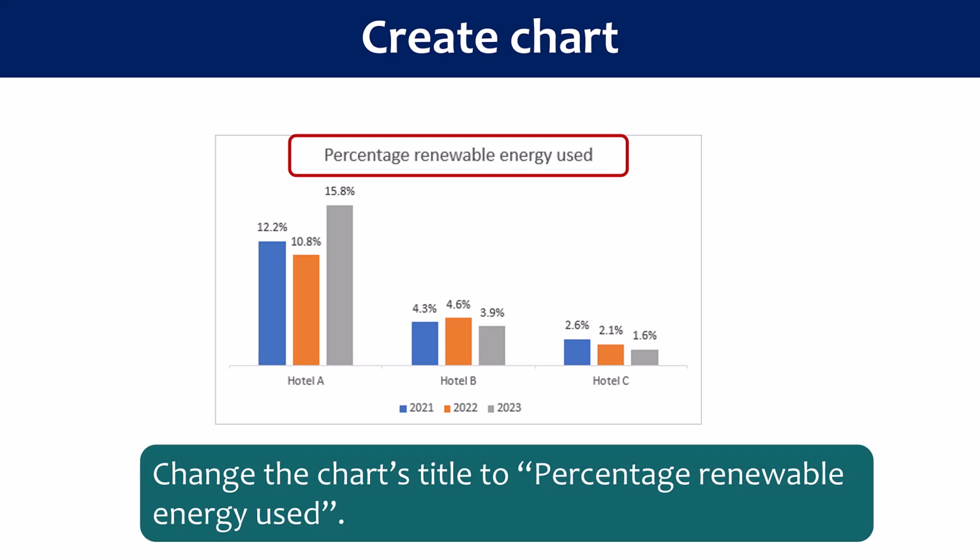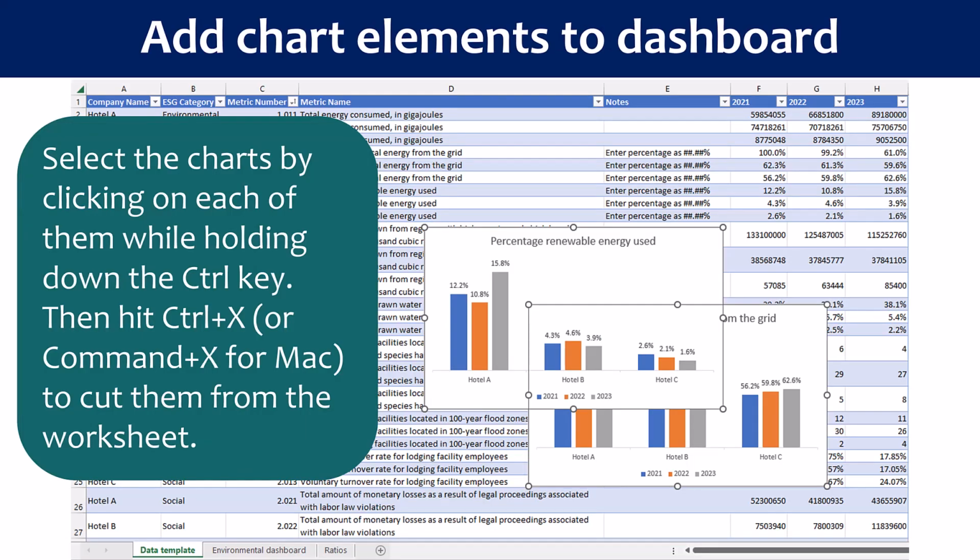Change the chart's title to Percentage Renewable Energy Used. Now we will move our charts from the data template to the dashboard. Select the charts by clicking on each of them while holding down the Control key. Then hit Control X or Command X for Mac to cut them from the worksheet.